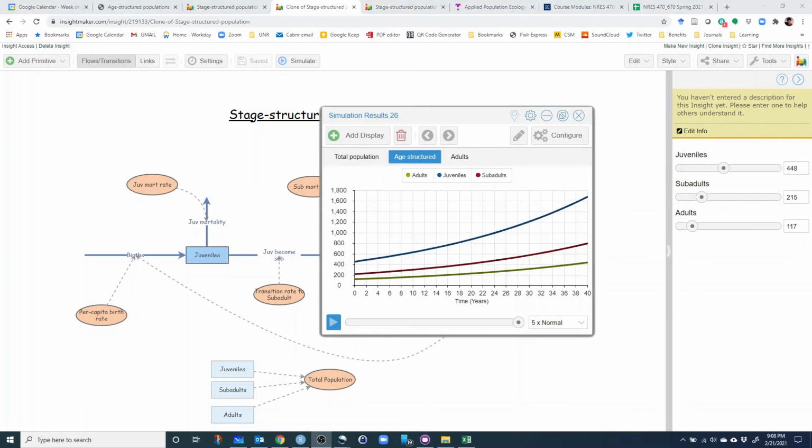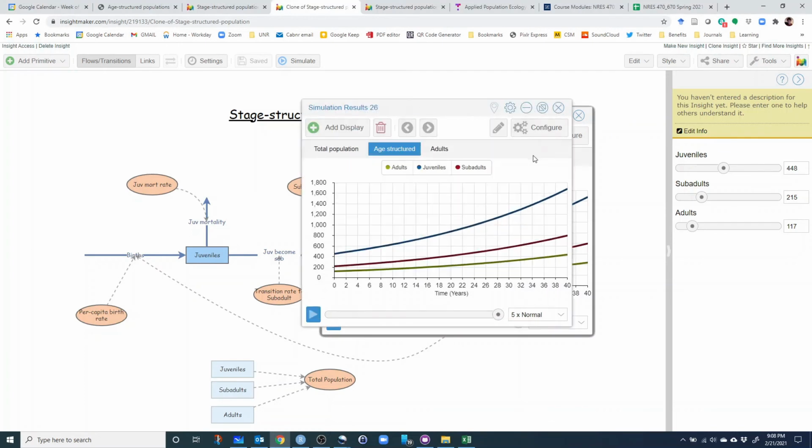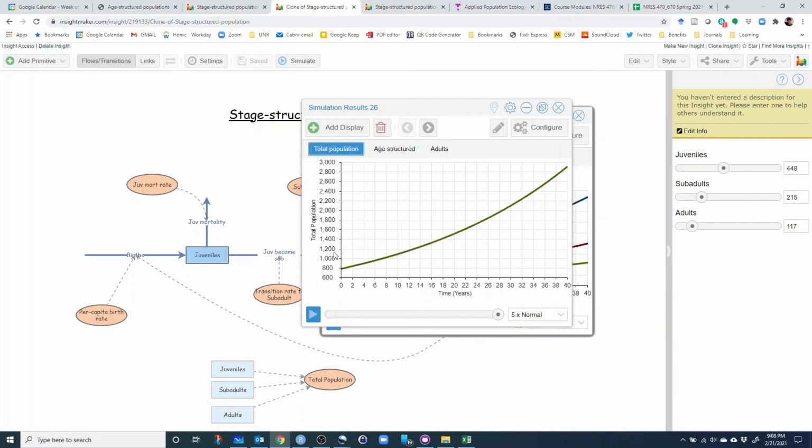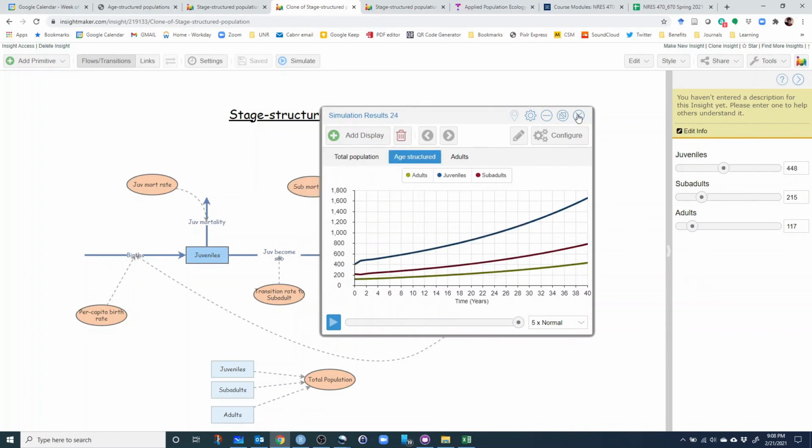And after a little manipulation, I can get something like this, where I have pretty smooth population growth for all three classes: adults, juveniles, and subadults. And of course, that would mean the total population is also growing smoothly at approximately the same rate across time. So that's the stable age distribution.